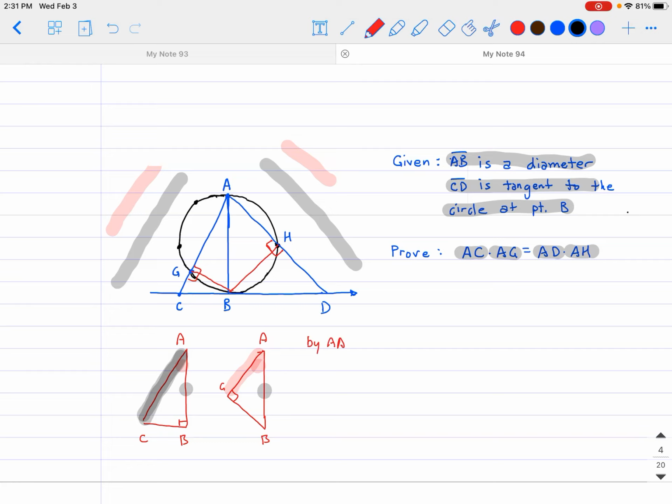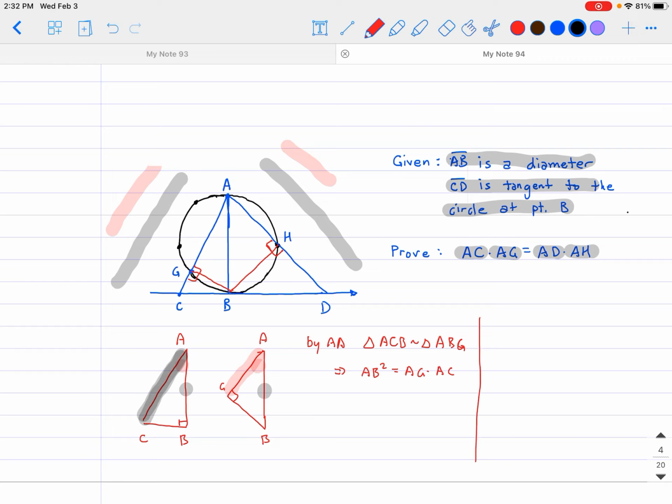So by AA, we can say that those two triangles are going to be similar to each other. Triangle ACB is going to be similar to triangle ABG. That was it. Okay, got it. And so as a result, we can have that as a geometric mean. So AB squared is equal to AG multiplied by AC.